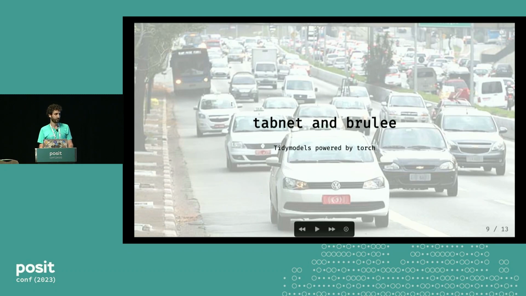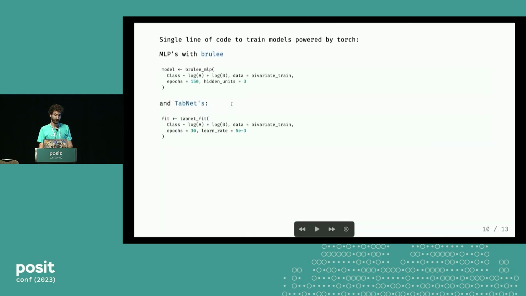But sometimes you don't want to learn all the details, and you can pick a taxi, and that's what TabNet and Brulee help with in Torch. They are actually just tidymodels extensions powered by Torch that you can call with single liners like this to train neural network models on tabular data. And they can also be used in your usual tidymodels workflows, vetiver deployments, etc.